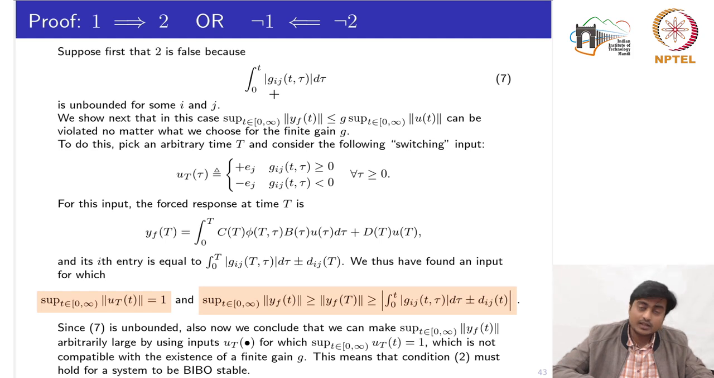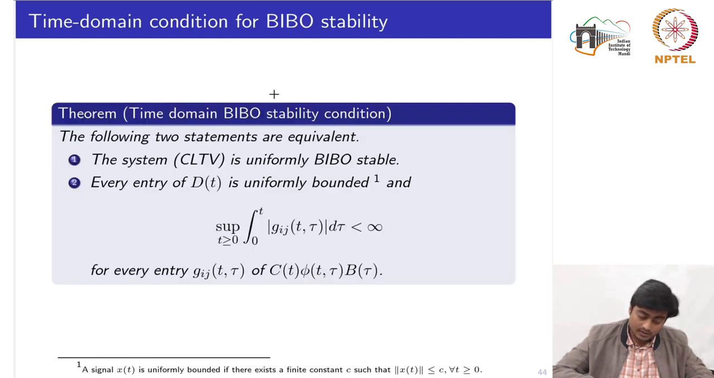So this completes the overall proof that these two statements are equivalent: that the system is BIBO stable, and the second states that every entry of D of T is uniformly bounded, and this condition on the ijth element of this matrix is satisfied.